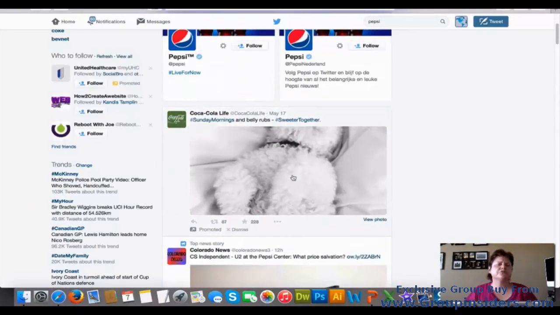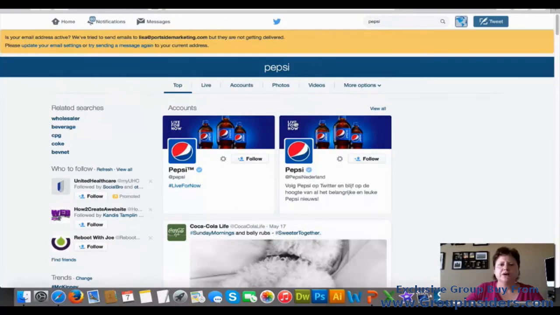Now there's tools to monitor a lot of this stuff, and we are going to talk about tools later. But you could actually monitor a lot of these things and monitor profiles and monitor keywords and things like that using tools. But initially, you might want to just go out and take a little gander yourself.